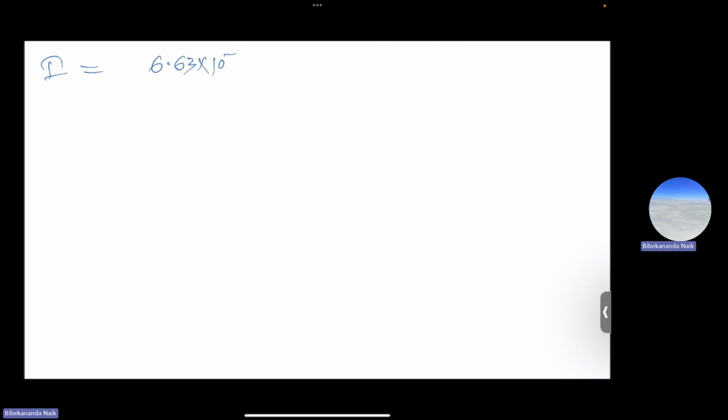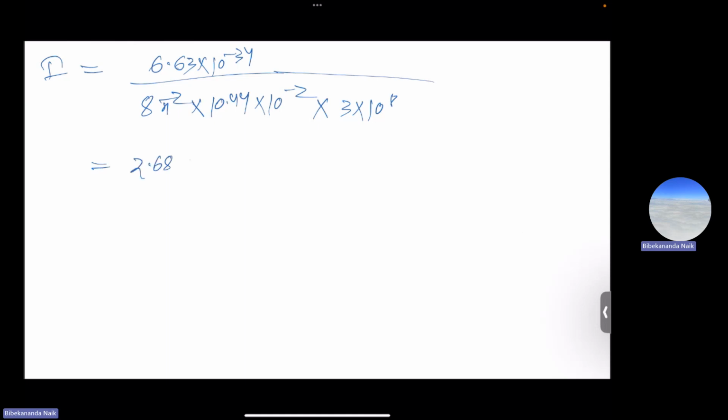So if you put the values, I will be 6.63 into 10 to the power minus 34, divided by 8 pi square, B is 10.44. You see 10.44 is in centimeter inverse, so we need to convert it to meter inverse. For meter inverse, it will be into 10 to the minus 2, into C. C is 3 into 10 to the power 8 meter per second. If you calculate, it will give you 2.68 into 10 to the power minus 47 kg meter square.